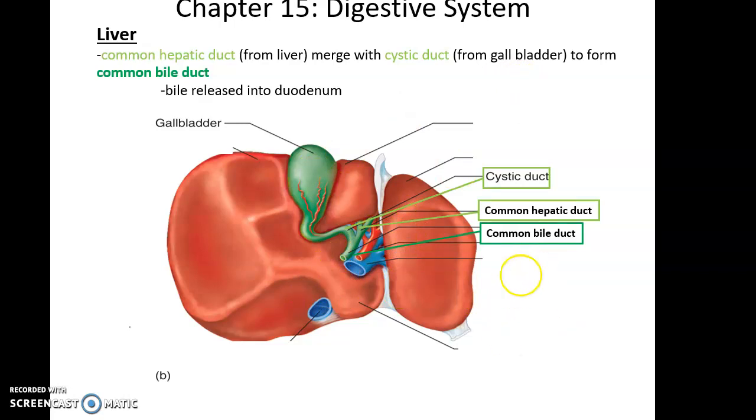Bile is needed to mix with the chyme coming from the stomach. So again, the various bile ducts fuse to form the common hepatic duct. And then the common hepatic duct fuses with the cystic duct from the gallbladder, forming the common bile duct that then reaches the duodenum to release the bile into the duodenum to mix with the chyme.